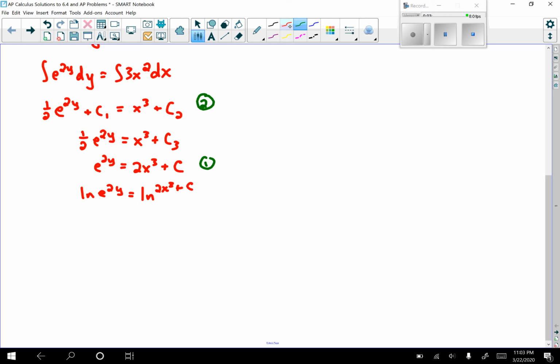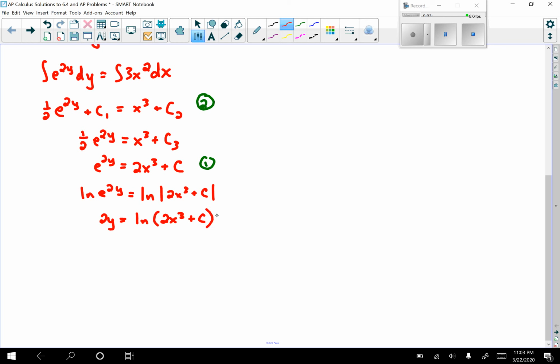So next, what we want to do is just say this becomes 2y equals the natural log of 2x cubed plus c. Technically, that should be in absolute value bars, but since it's just looking for a solution, I'm really not going to write it that way.